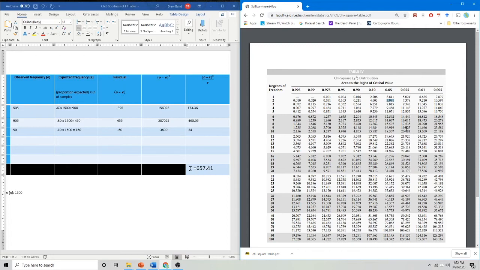In order for you to declare you have a statistically significant difference and reject your null hypothesis, you just need your chi-square value to be bigger than the critical value you find. And so our chi-square value is way bigger. It's 657.41 compared to 5.991. So yeah, that's super significant.